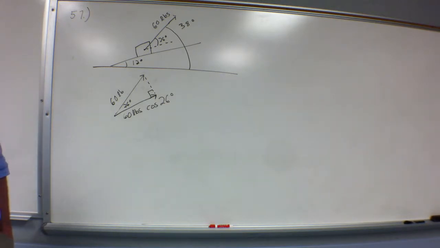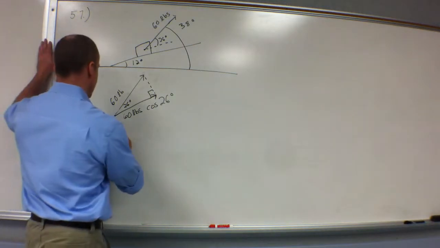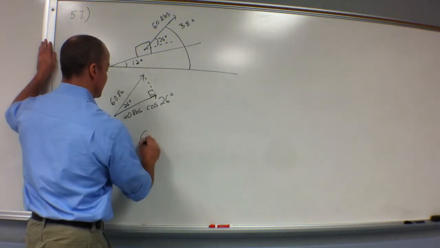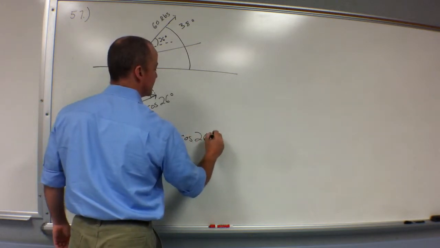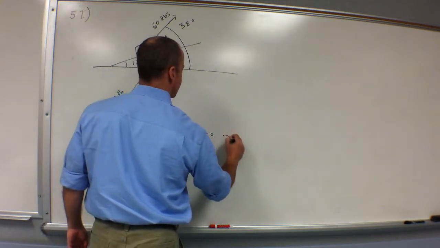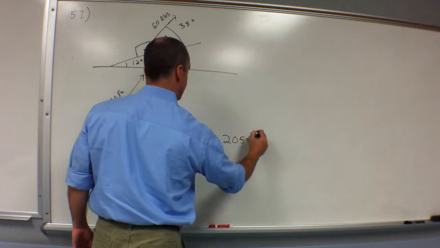How far up the ramp does it go? 20 feet. So the work done in this case is 60 pounds cosine 26 degrees times 20 feet.